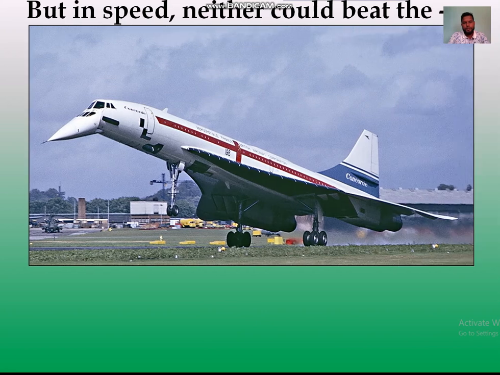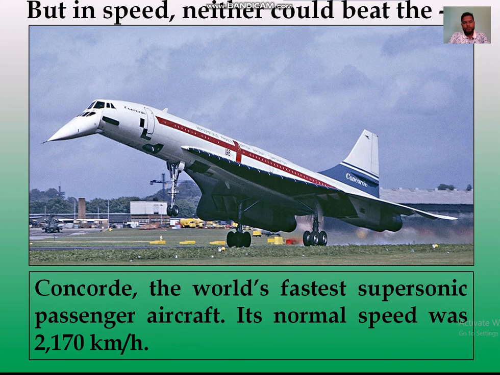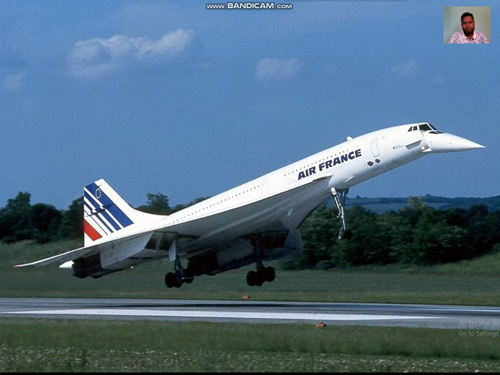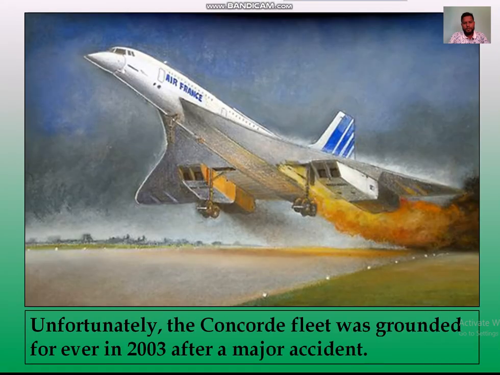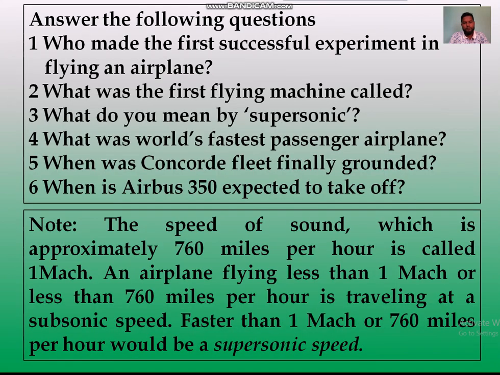But in speed, neither could beat that particular giant, Concorde, the world's fastest supersonic passenger aircraft. Its normal speed was 2170 km per hour. Unbelievable. Then Air France, it was a project of France and Britain. It started passenger flights in 1976. Unfortunately, in an accident, it was grounded forever.